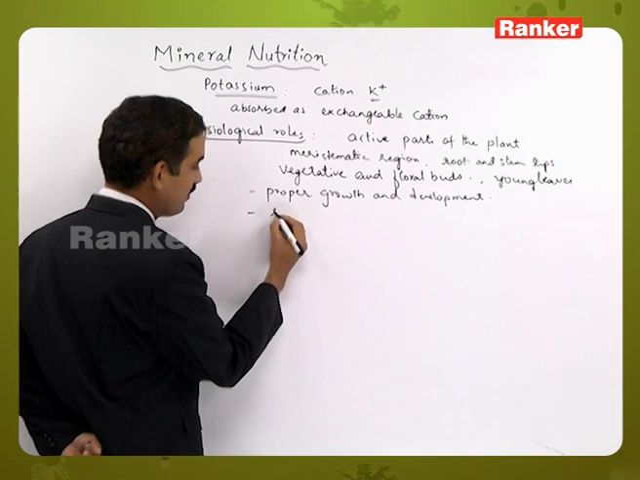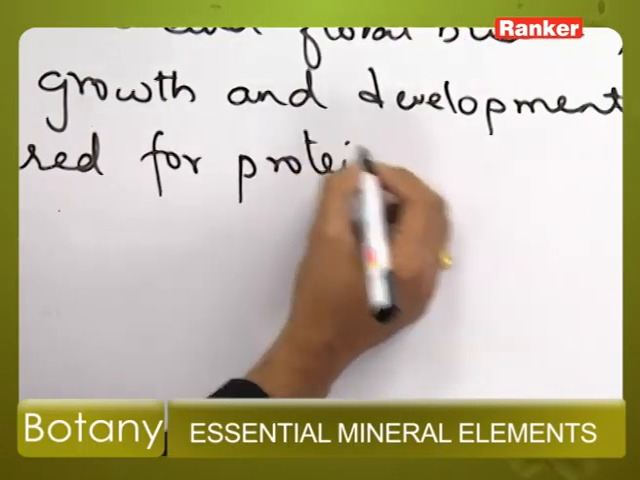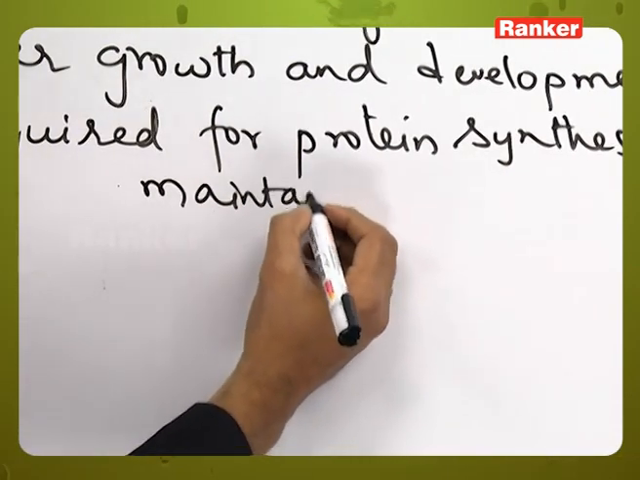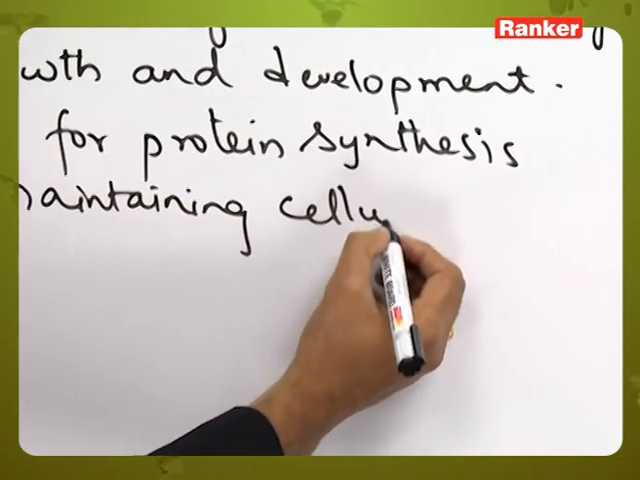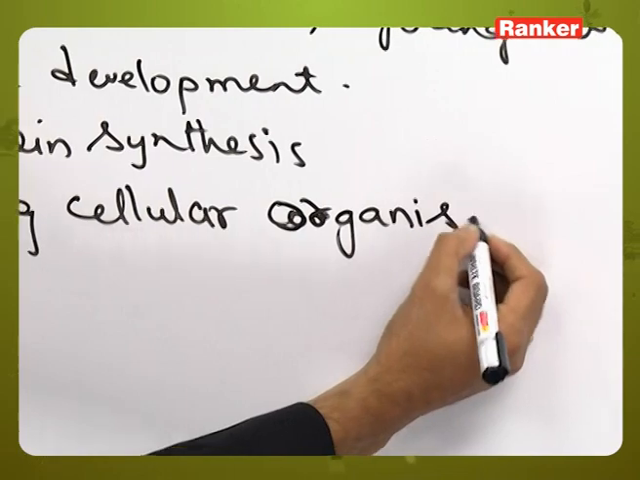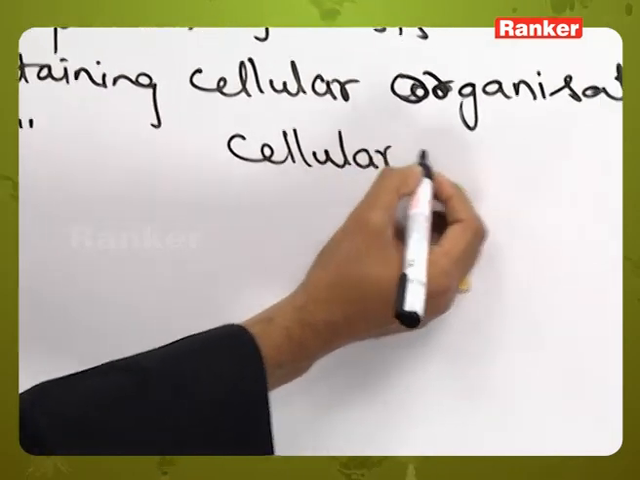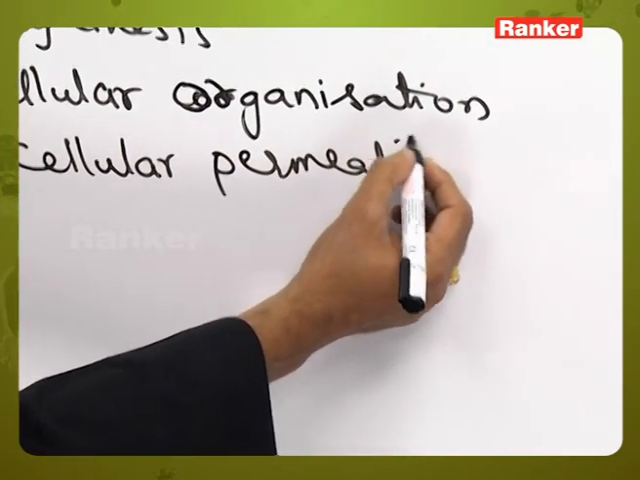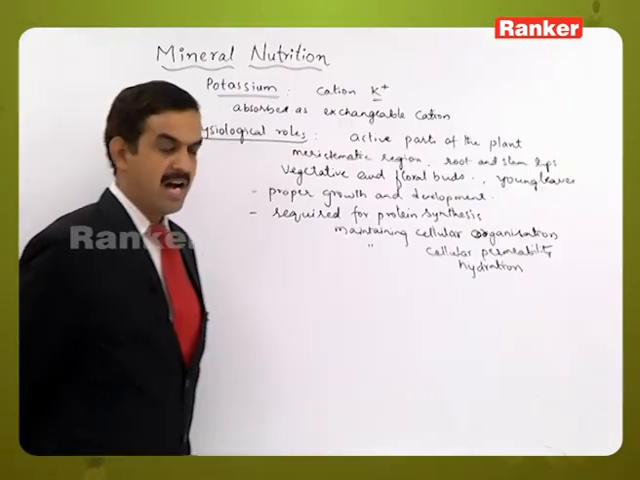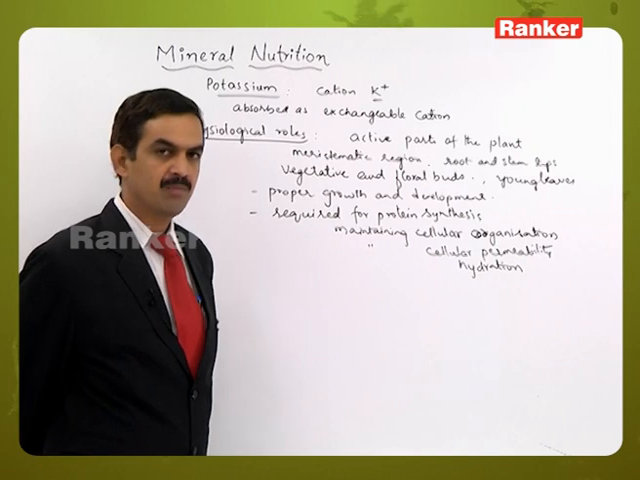Then it is required for protein synthesis, and also for maintaining cellular organization, for maintaining cellular permeability also, and for hydration. And it enters the structural composition of many structural components of the plant cell.